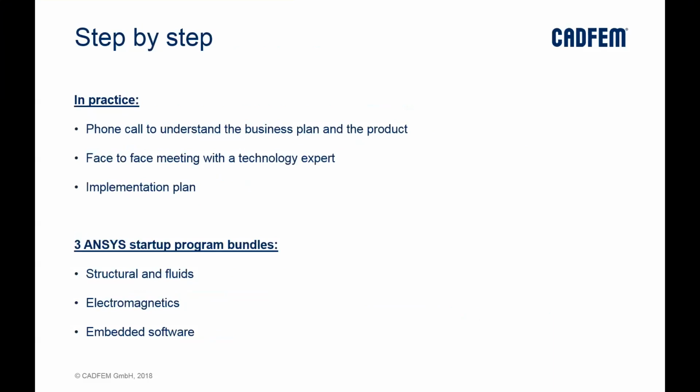So in the startup program, there are 3 bundles. It's very different from the commercial design of the licensing. There is a bundle for structural and fluids, there is a bundle for electromagnetics, and there is a bundle for embedded software. And in one of these bundles, you will have everything you need. So you will even have the CAD of ANSYS for geometry preparation. You will have access to HPC parallel licenses. So one bundle contains really everything which a startup might need to be able to start the simulation.